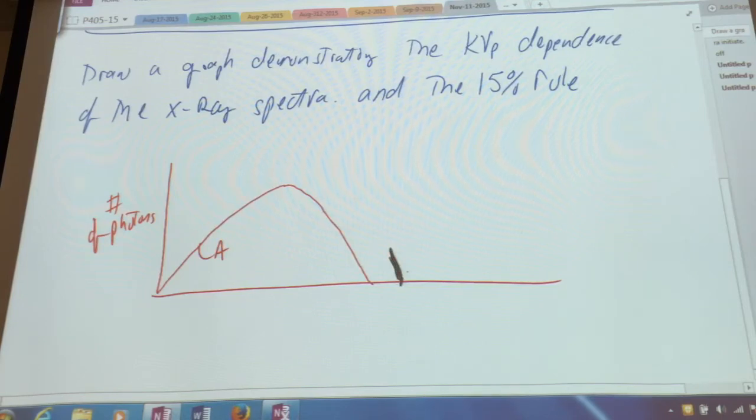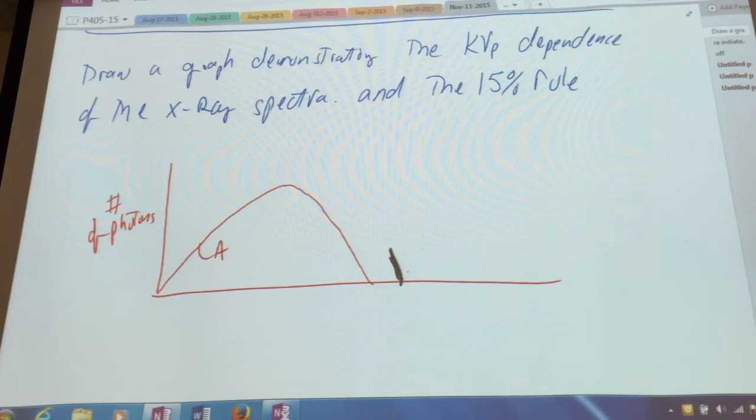What else? MAS is going to double when we increase the KVP by that much. Now, what does it mean to have the MAS double? Well, MAS is area, so you want to make a second curve that has twice the area of A. More number. Does the peak double or the average? Good question. The peak double or the average? Does increasing the KVP change the average energy?